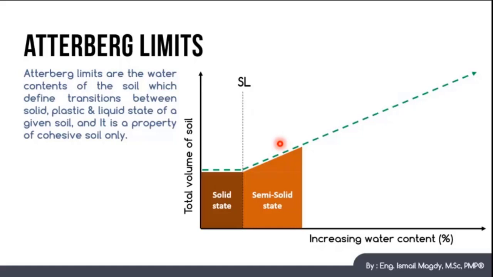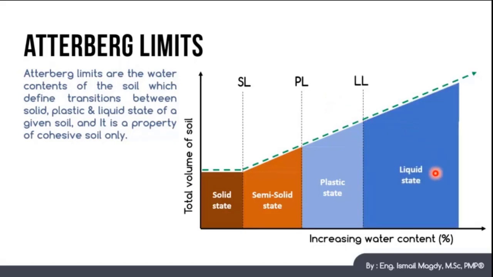If the water content kept increasing beyond this limit, the soil volume will keep increasing, and after a while, the soil will transition from semi-solid state to be a plastic state, and this limit is called plastic limit. The same will keep going till the soil passes the plastic state and finally gets into the liquid state. Those limits here between each state are what we call Atterberg limits.